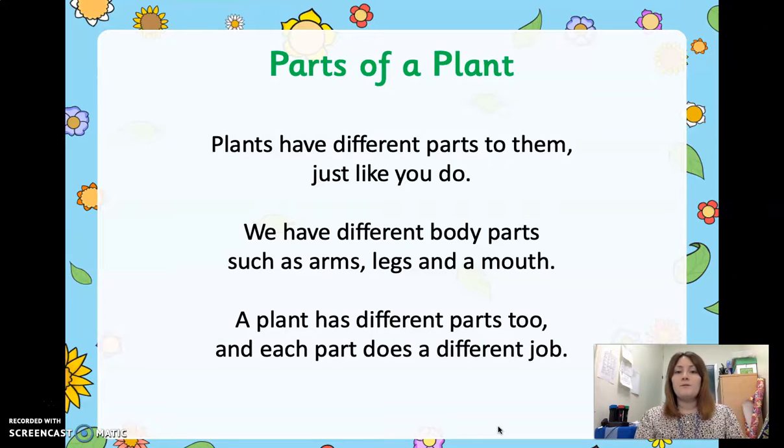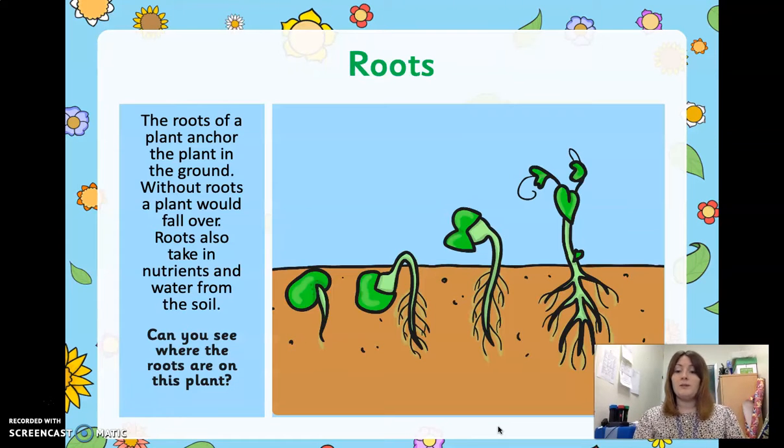So plants have different parts to them, just like we do. So we have different body parts, such as arms, legs, and a mouth. And a plant has different parts too, and each part does a different job. So you might remember some of these parts, like I said, because we did learn this last week.